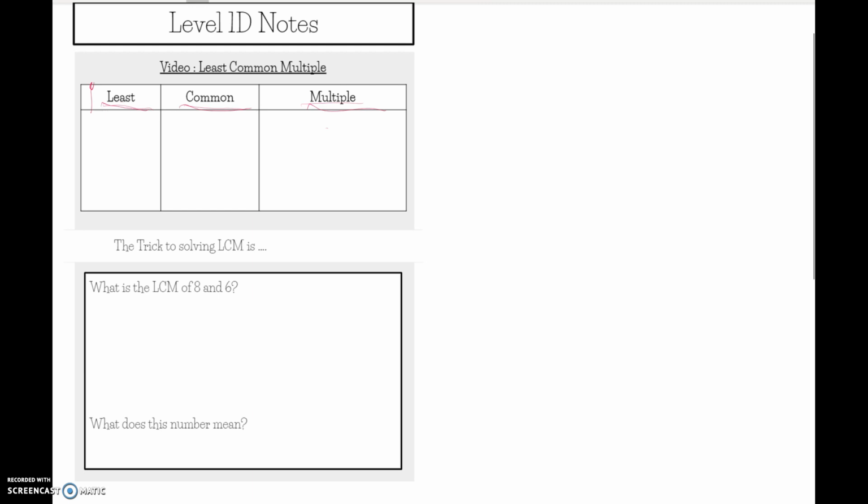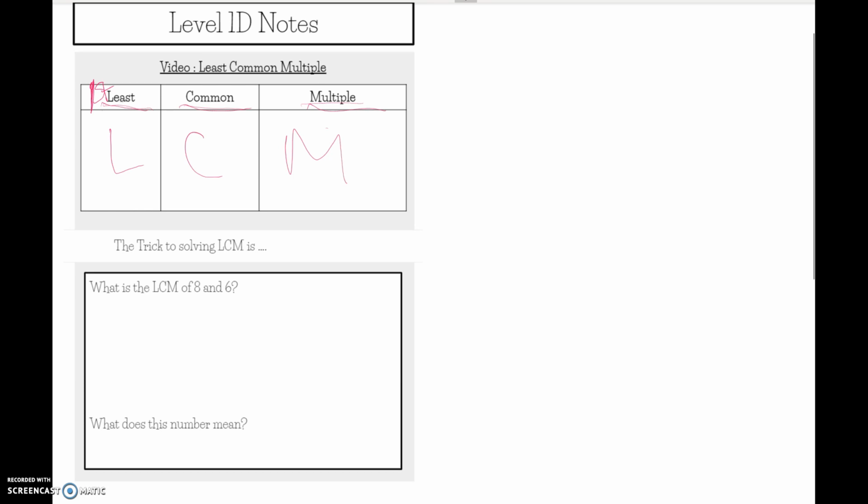If you want to write first there, you can if you'd like. But least is saying the first multiple that they have in common. The first one that they have in common, okay? And we use LCM for these. LCM.